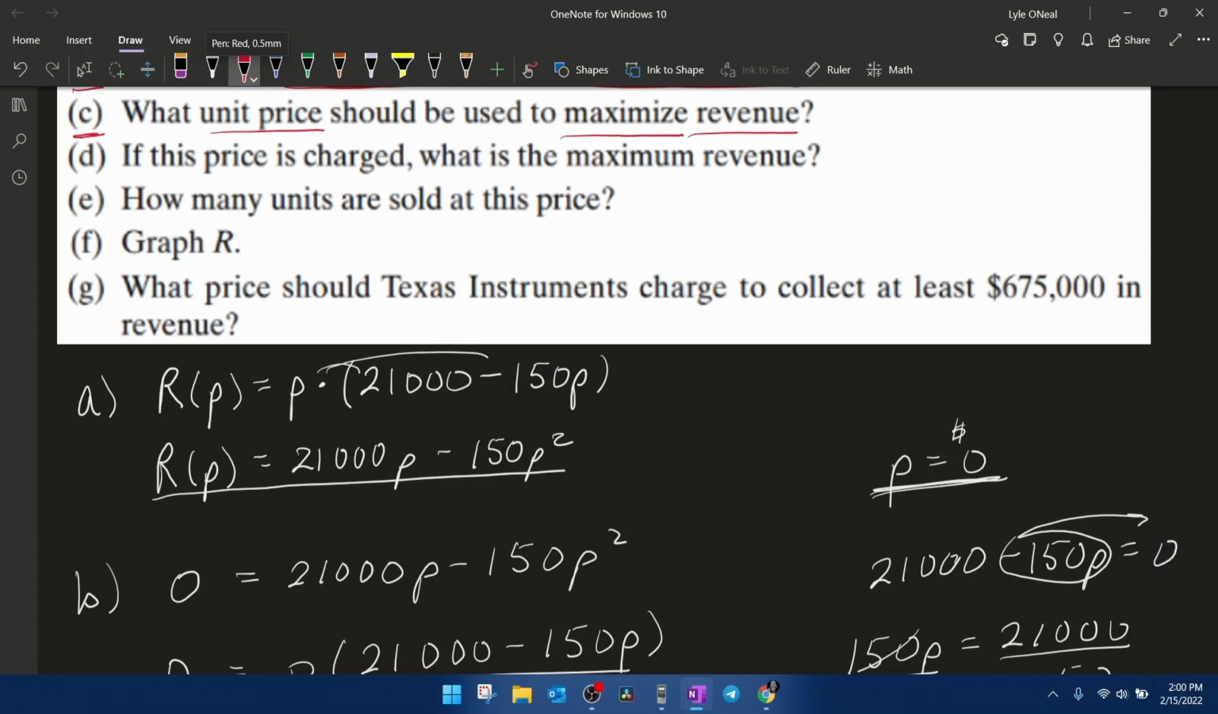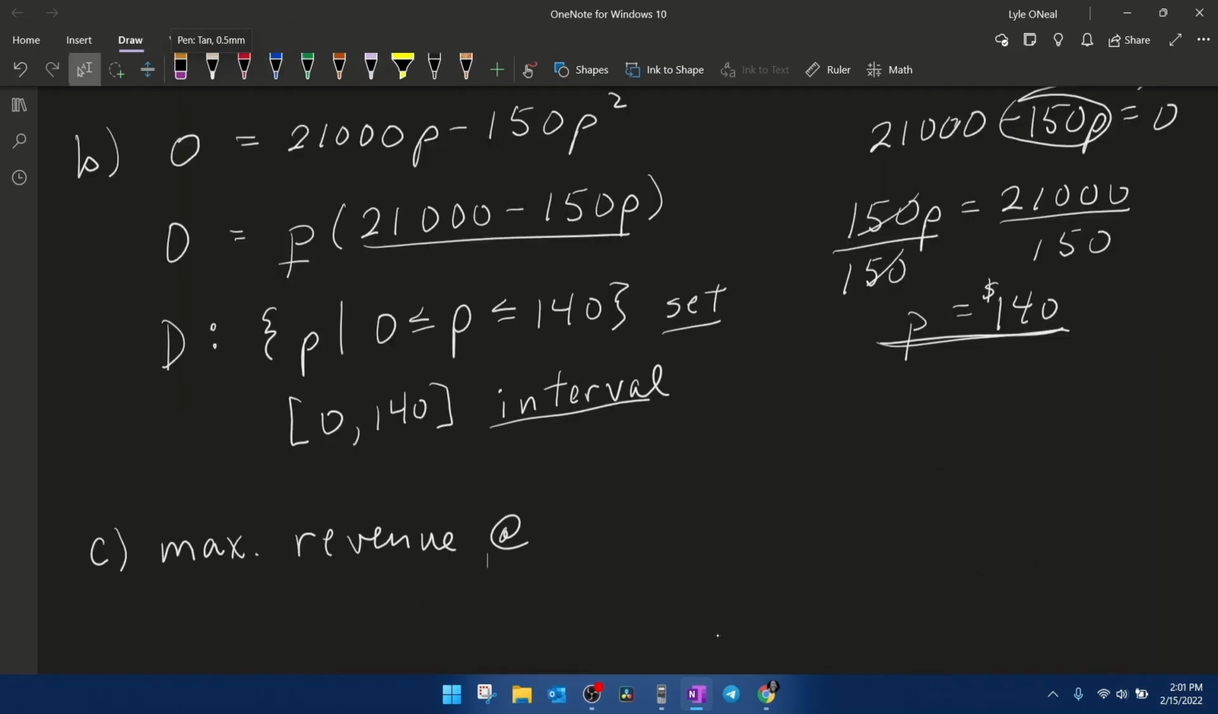So here we're looking for the price we need to set the calculators at in order to maximize our revenue. Now there's a couple of key characteristics that are going to help us come up with this solution. First of all, if you notice the coefficient of p squared is negative, we know that every quadratic makes a parabola, and if the value of a in this case is less than 0, what we're going to have is an upside down parabola where the maximum value will occur at the vertex.